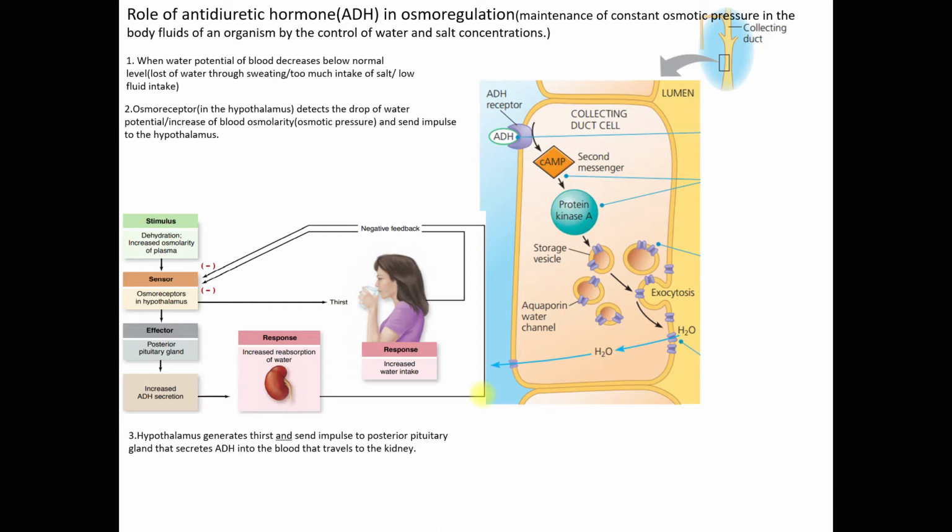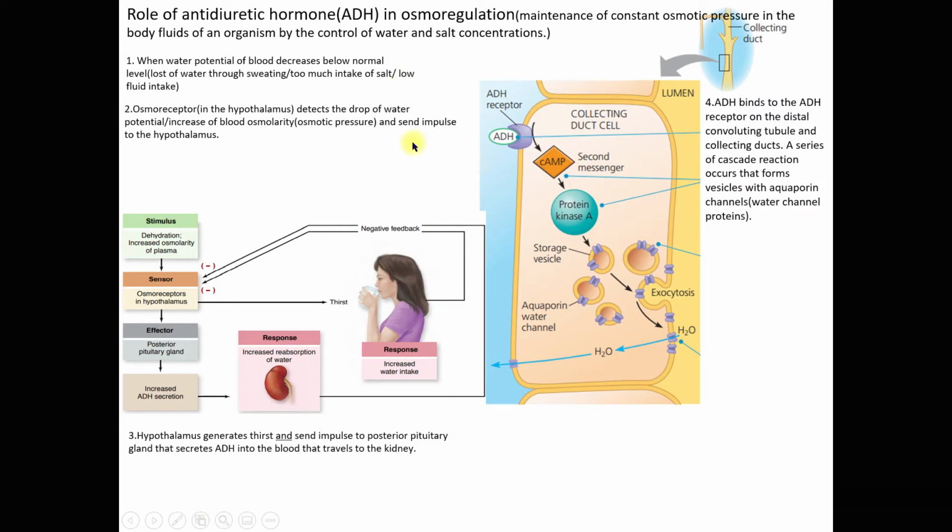Now, your hypothalamus also sends an impulse to the posterior pituitary gland, and in return, ADH is secreted by the posterior pituitary gland. Of course, hormones travel in your bloodstream, so the ADH travels all the way to your kidney from the posterior pituitary gland. Now, this is your kidney.